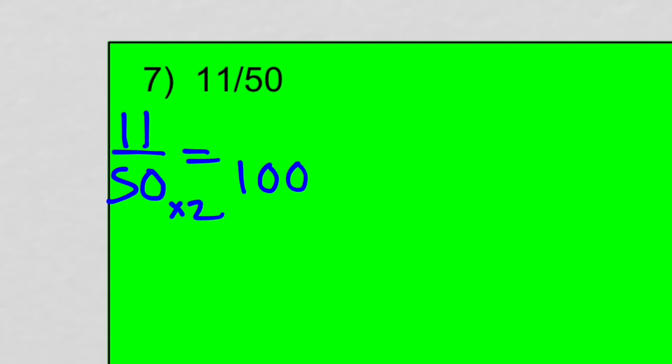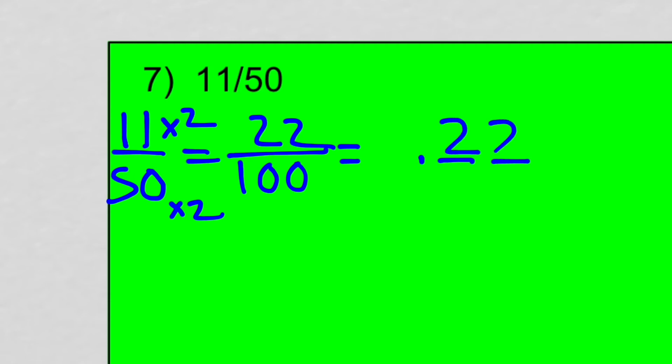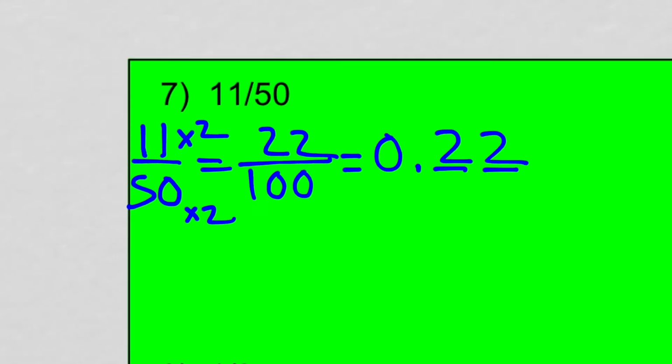11 over 50. We can make that out of 100 by timesing by 2. Timesing by 2. We get 22 out of 100. 2 decimal spots, and in them goes 22 and a 0 in front.